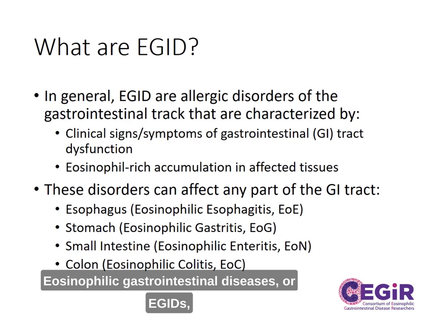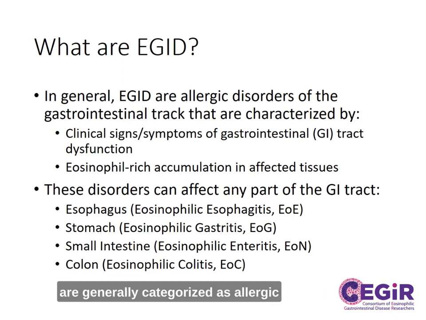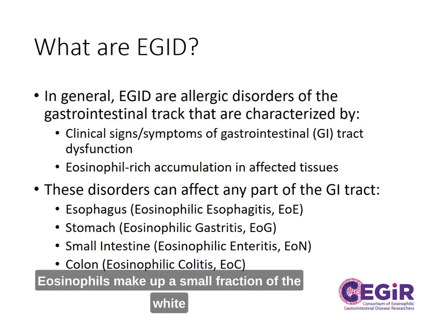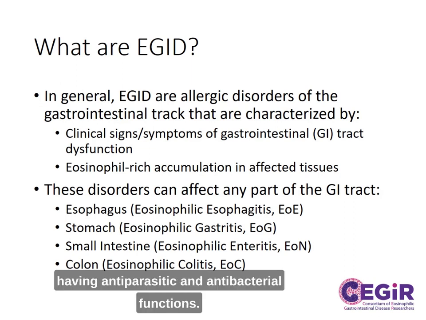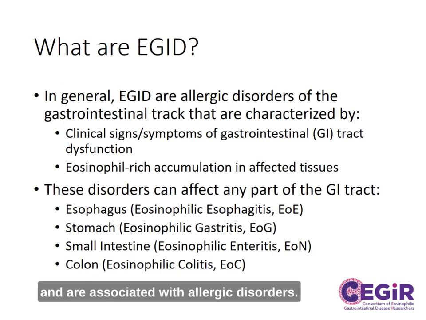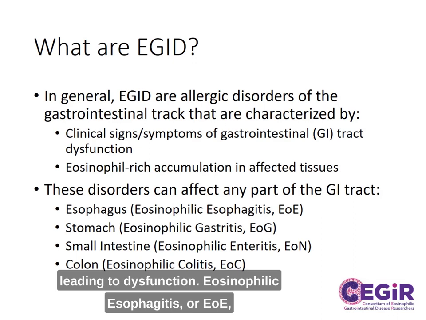Eosinophilic gastrointestinal diseases, or EGIDs, are generally categorized as allergic disorders of the gastrointestinal tract. These disorders are named and best known for their association with eosinophils. Eosinophils make up a small fraction of the white blood cells in the peripheral blood, but are also found normally in many tissues throughout the body. Eosinophils function in a variety of ways to protect the host, including having antiparasitic and antibacterial functions. Eosinophils can modify the inflammatory response and are associated with allergic disorders. In EGID, there is abnormal accumulation of eosinophils in the gastrointestinal tract, leading to dysfunction.